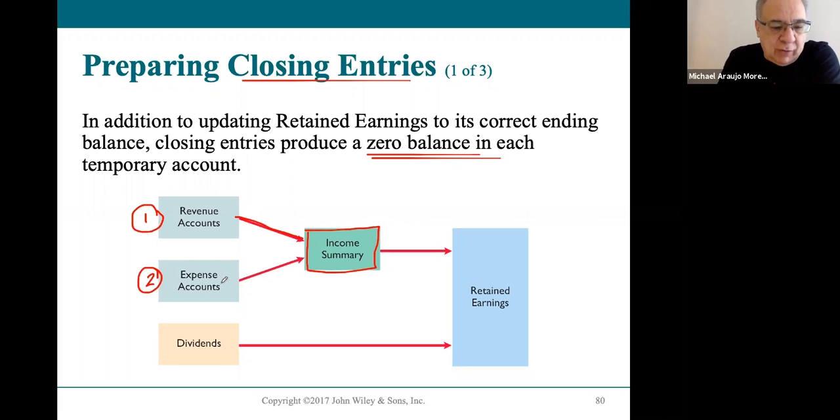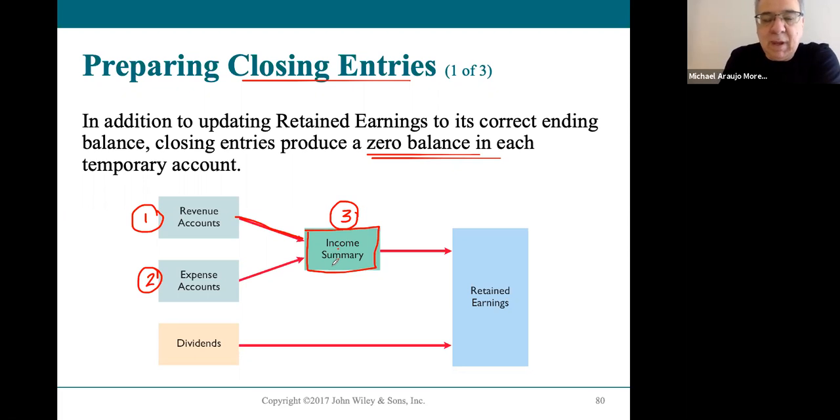We move all of that into the income summary account. The income summary account is somewhat of a temporary holding tank. It looks like your income statement because what you have in the income summary account is all the revenues and all the expenses. So it's going to look very much like your income statement, which also has all the revenues and all the expenses, right, listed.